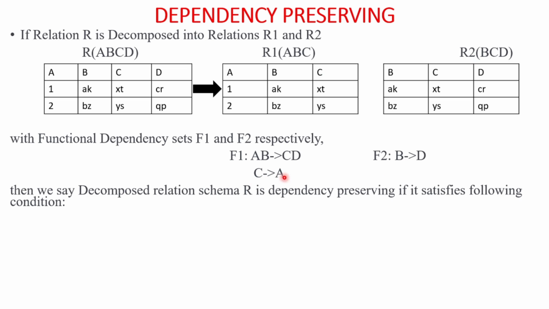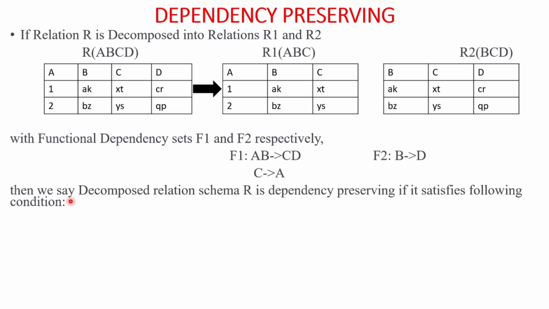Whereas C tends to A, C and A are both present in R1. So C tends to A will come in the F1 set of functional dependencies, and A, B, C, the majority of attributes of the first functional dependency, are there in R1. So AB tends to CD also will come in F1. So F1 has two functional dependencies and F2 has only one functional dependency.